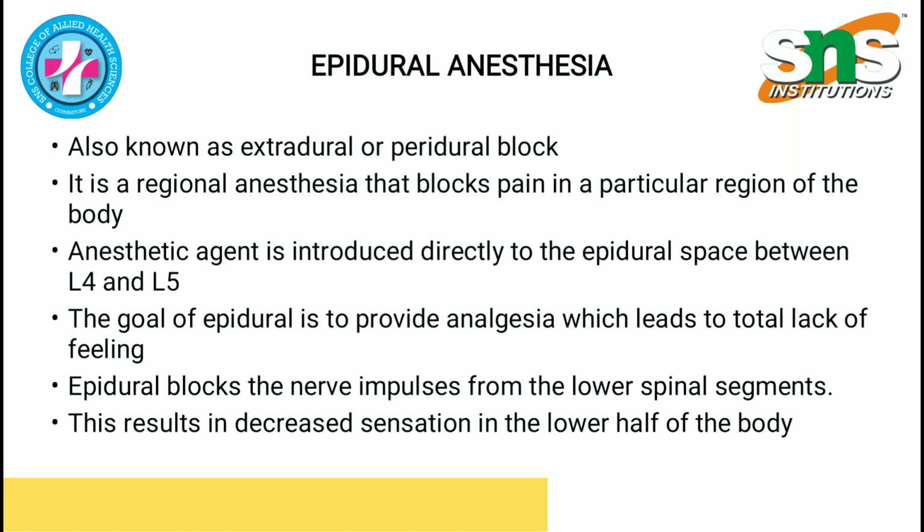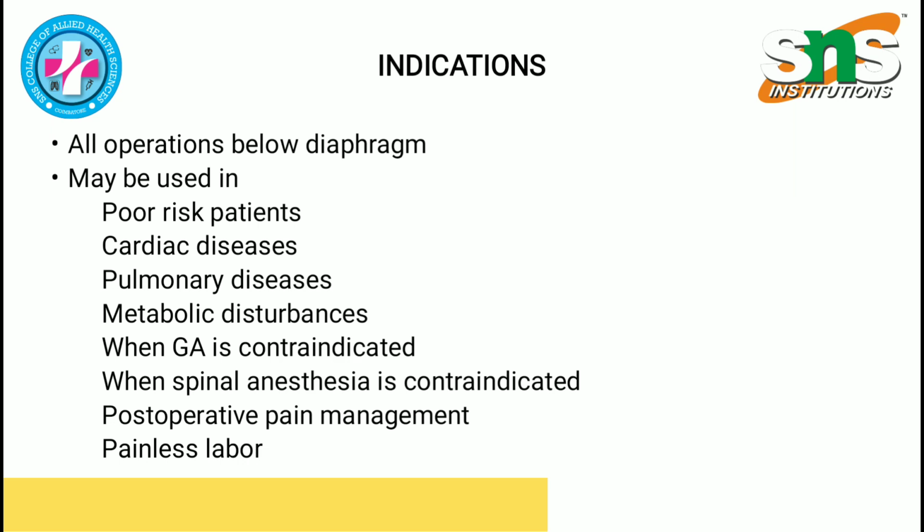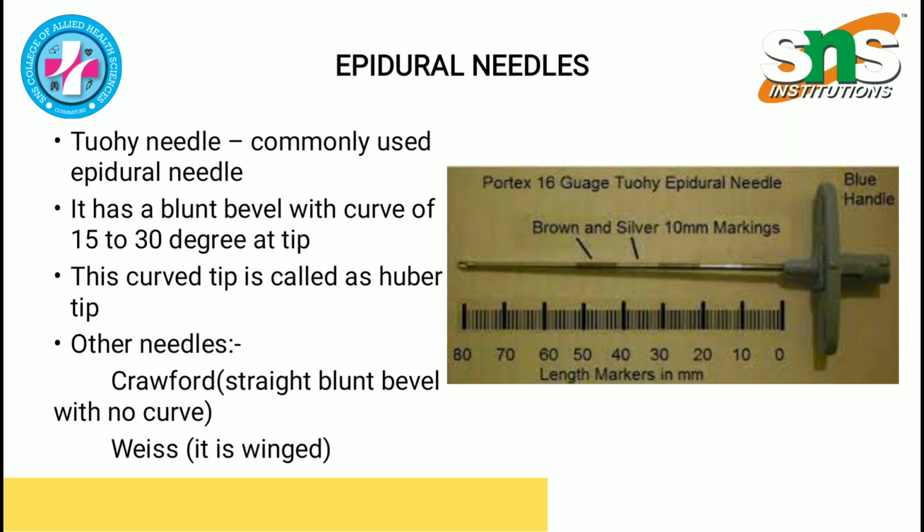Epidural blocks the nerve impulses from the lower spinal segments. This results in decreased sensation in the lower half of the body. Indications: all operations below diaphragm. It may be used in poor risk patients, cardiac diseases, pulmonary diseases, metabolic disturbances, when GA is contraindicated, when spinal anesthesia is contraindicated, post operative pain management, and painless labor.